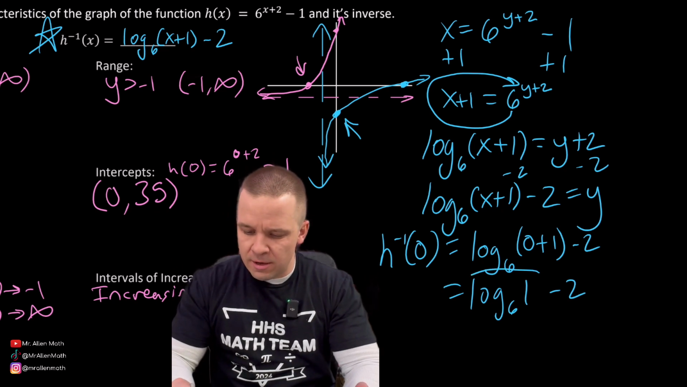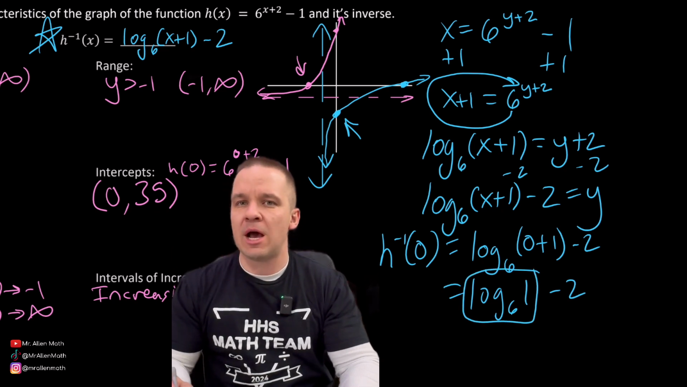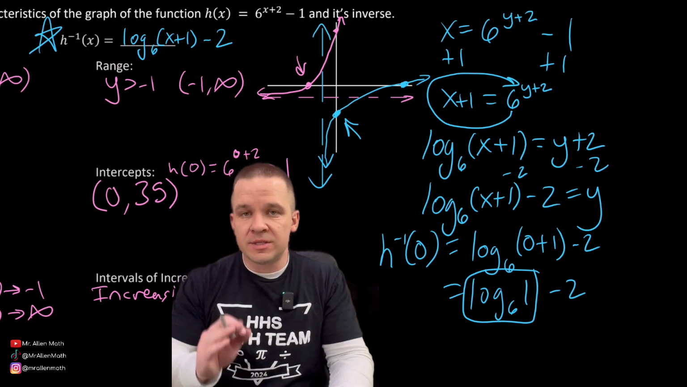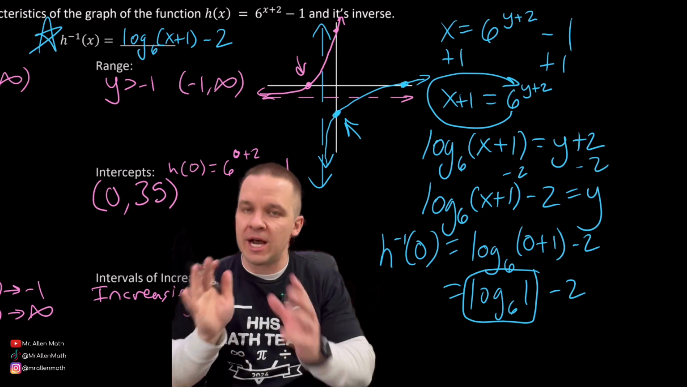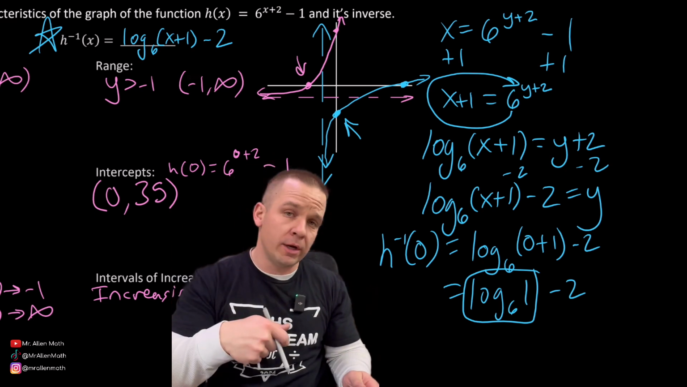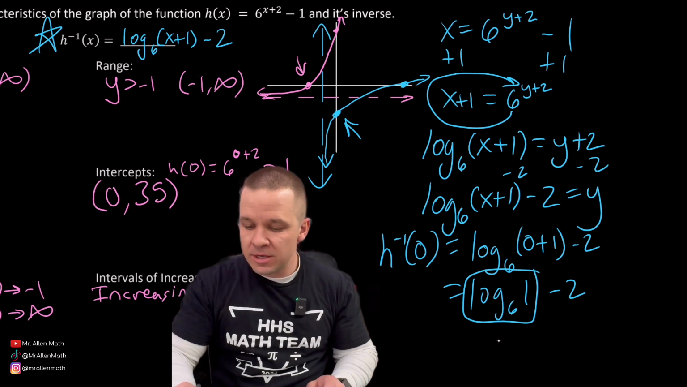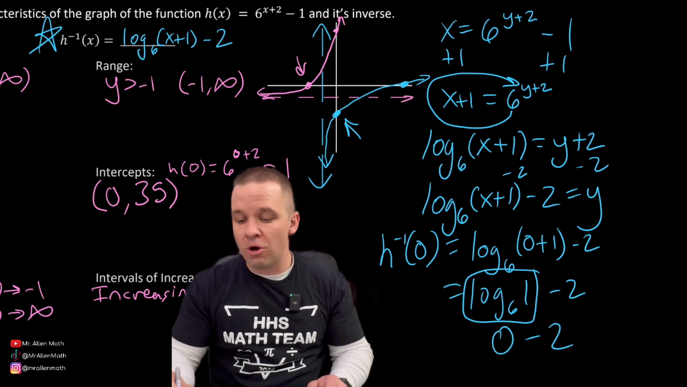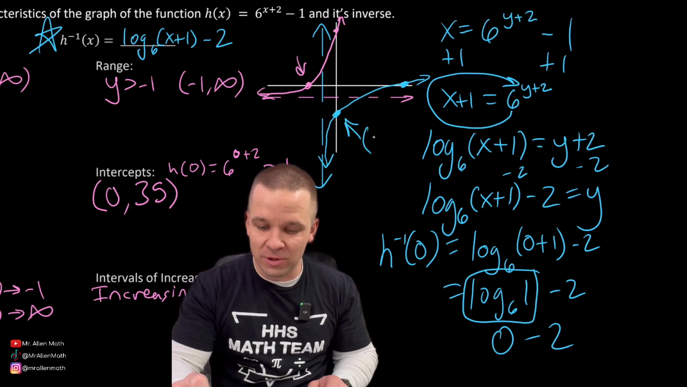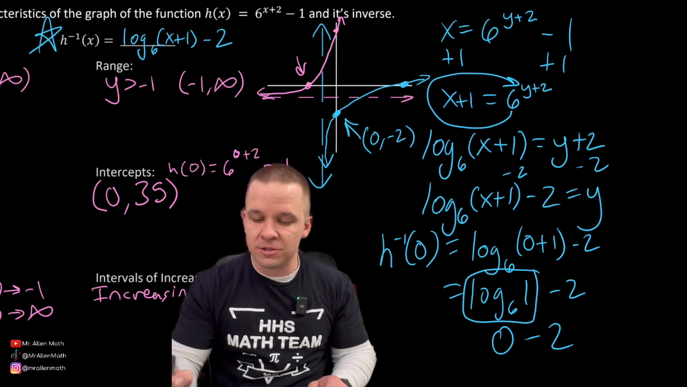So this right here, you can evaluate that without a calculator. I was reaching for the TI, but you don't need it. 6 to what power gives me 1? That's how you think about it to evaluate a logarithm. So 6 to what power gives me 1? 6 to the 0 power gives me 1. So 0 minus 2 is -2. Yes, that actually does work out really well. So 0, -2.